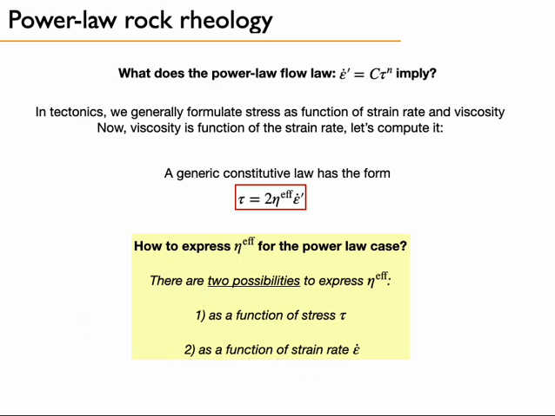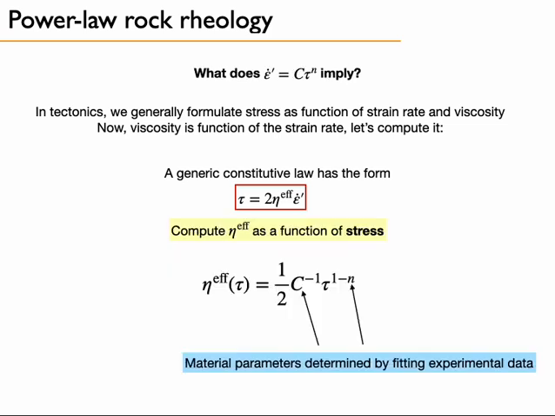Both actually work. The first flavor here is to express effective viscosity as a function of stress. So that is the expression you would obtain. On one side you have viscosity, on the other side you have stress, and the viscosity is 1/2 of C to the power minus 1 tau to the power 1 minus n. Again, these are the material parameters that need to be fitted to experimental data.